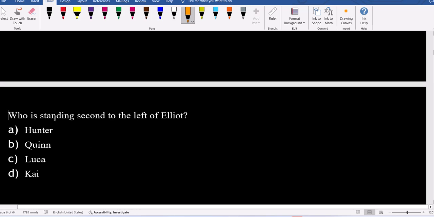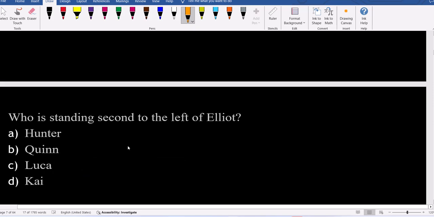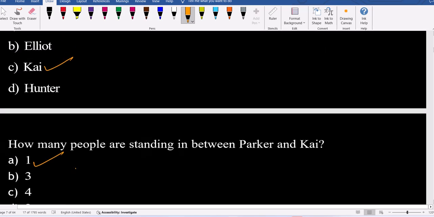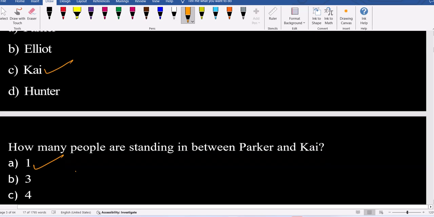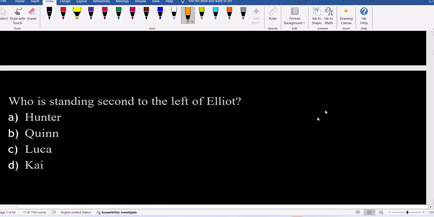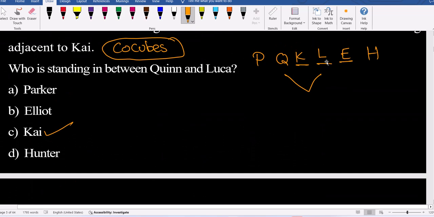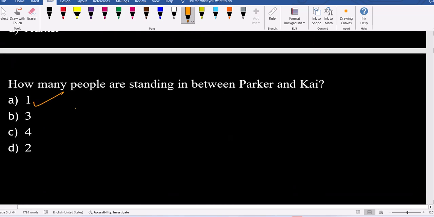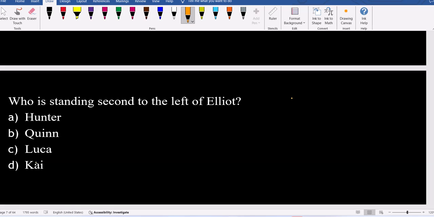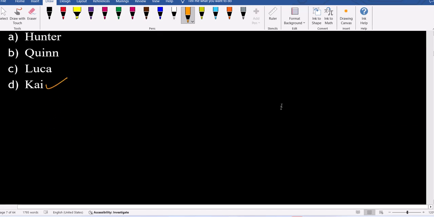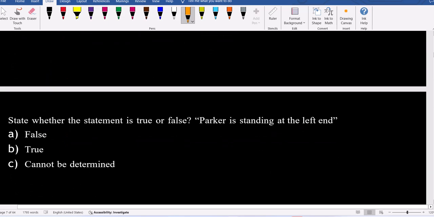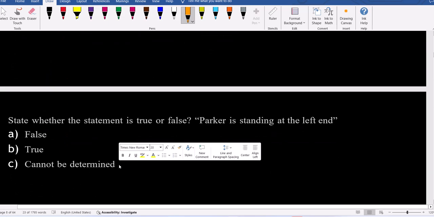Who is standing to the left of Elliot? On Elliot's left side, who is available? Lucy. Standing second to the left of Elliot: the second left is Kia. So the answer here is K. Same puzzle, they're asking multiple questions. Then one more statement. Is this true or false? You need to decide.